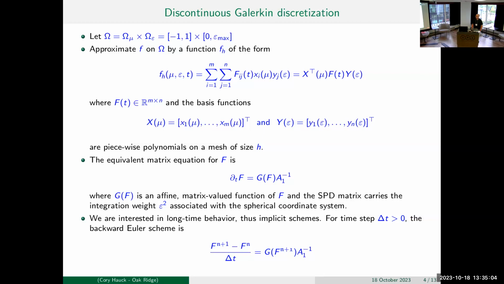So we're interested in long-time behavior. The reason why is that this emission absorption process is much, much faster than what happens in advection in phase space. And so typically you need to go to long time scales with respect to these dynamics. So we're going to look at implicit schemes, and the simplest prototype of that is a backward Euler method. So for some time step delta t, I have an approximate difference here, and I'm going to evaluate G at F at the next time step. So that's pretty straightforward.